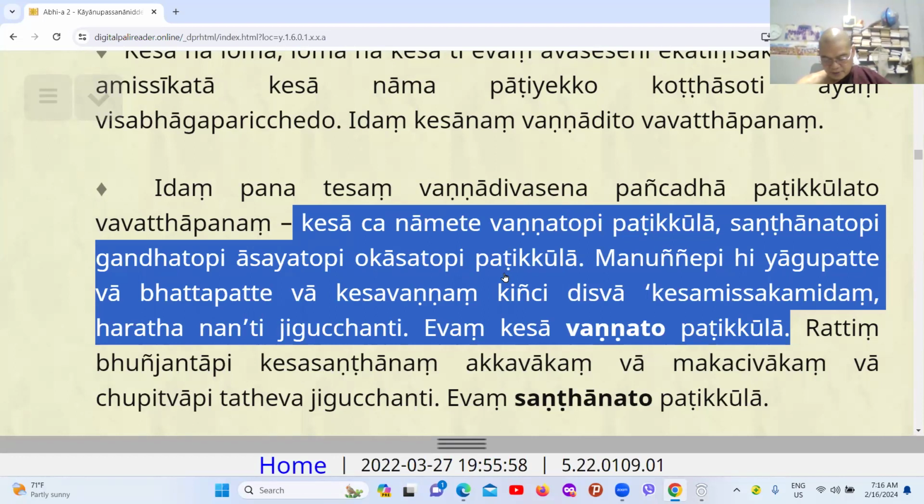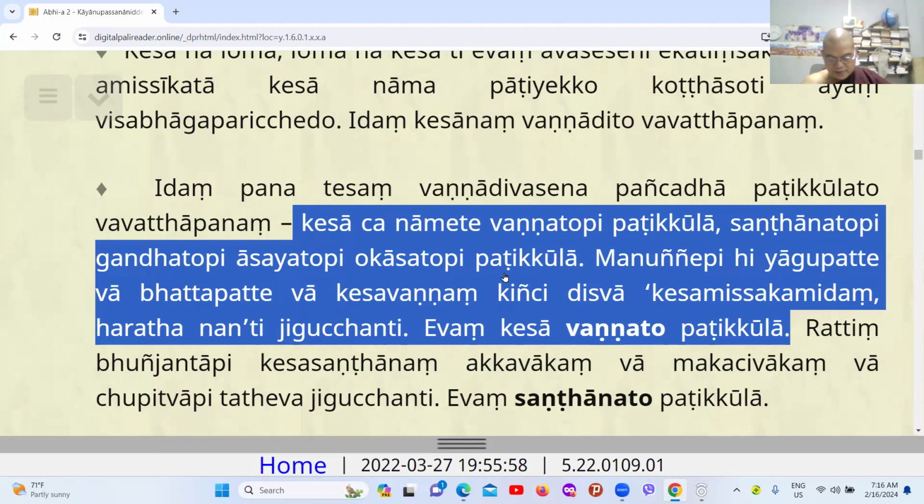Manonyepi, to be explained further. Manonya, that means the kesas are desirable, because everyone loves their head hair. The head hair is desirable, it makes the mind happy, that is manonya.